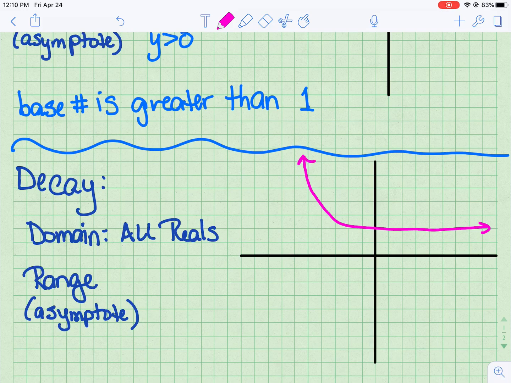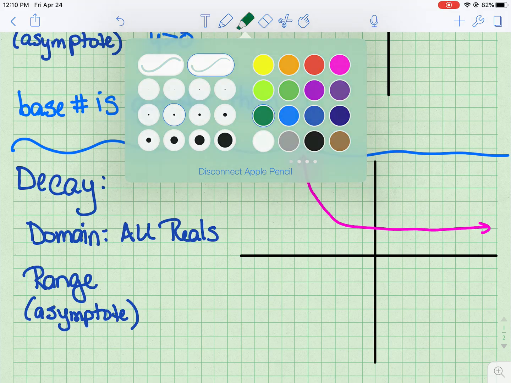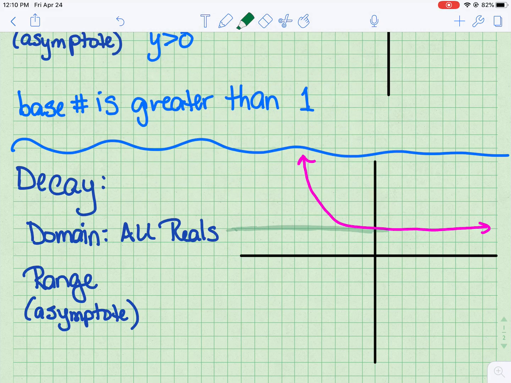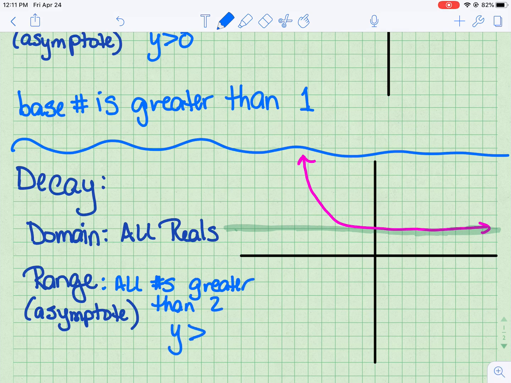Our goal is to get there with the coronavirus. We'll never completely eradicate it, but we want to get it so low that it's almost 0, or whatever number we're trying to aim for. This one I drew a little different so you could see a different asymptote. This one's asymptote is here, skimming along 2. So for our range in this problem, you can say all numbers greater than 2, or y is greater than 2. So that's the range.